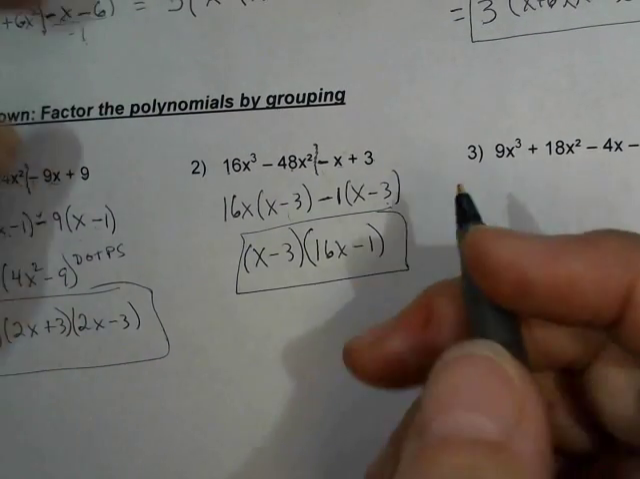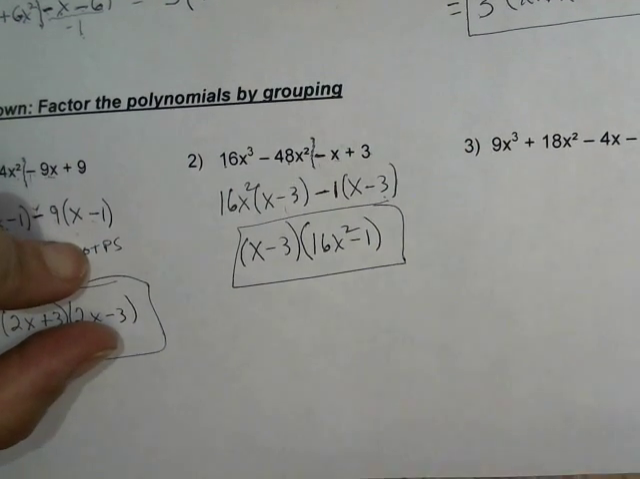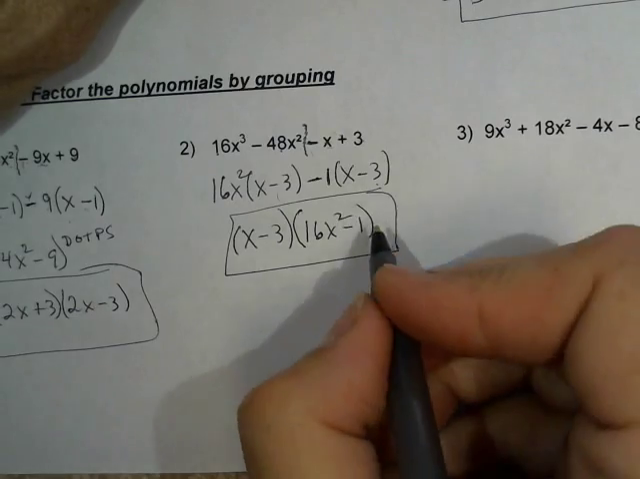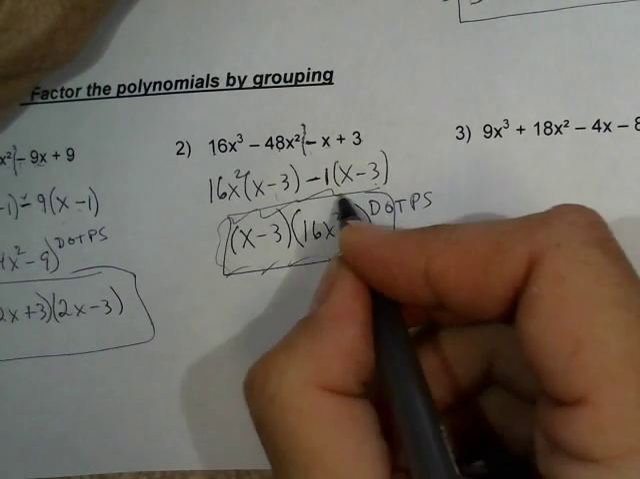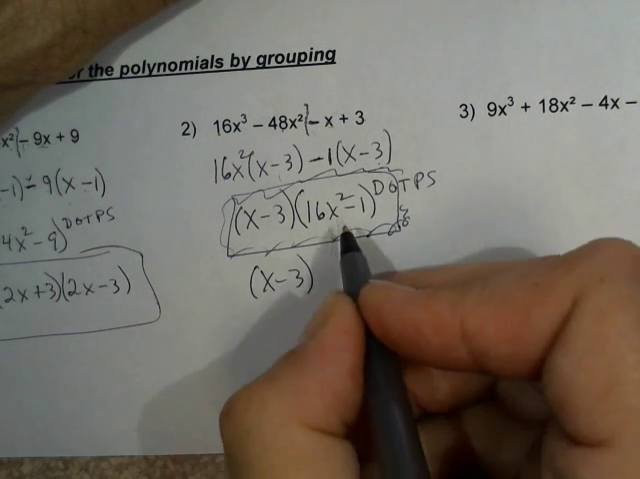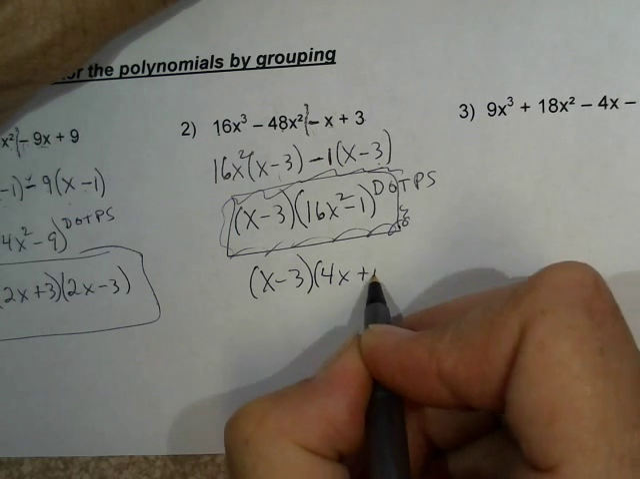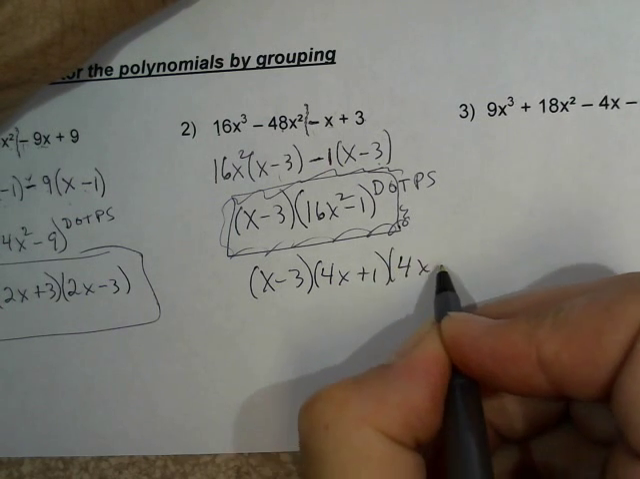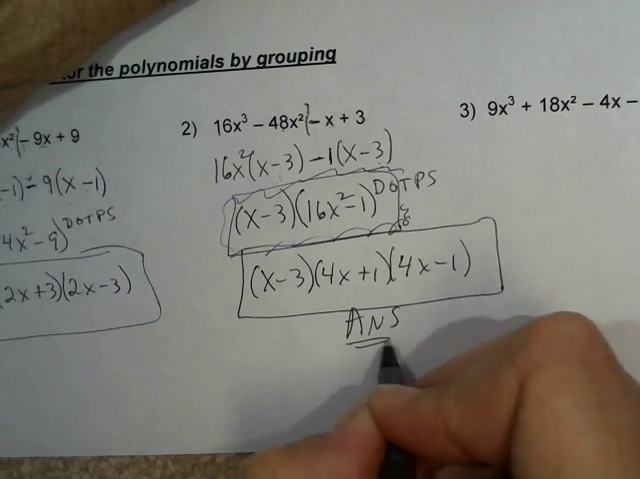Oh, no, it isn't, because this is 16x squared, and this is 16x squared. And that is not the final answer because we have a DOTPS. So this is not the final answer. Good grief, what's wrong with me today? So we have x minus 3. The square root of 16x squared is 4x. We have 4x plus 1 and 4x minus 1. So there is your final answer. Sorry about that.